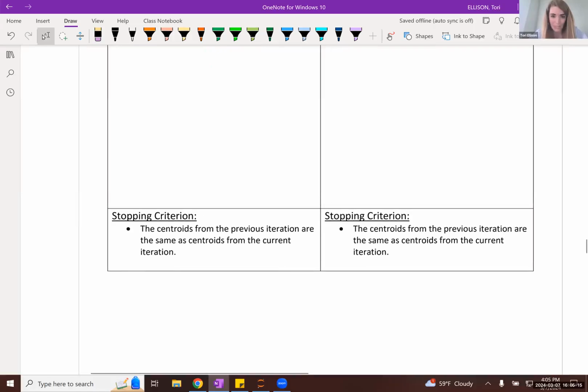However, the stopping criterion for both of these algorithms is going to be the same. In other words, when your centroids in the previous iteration are the same as they are in the current iteration, that is when you can stop the algorithm. Questions on that?